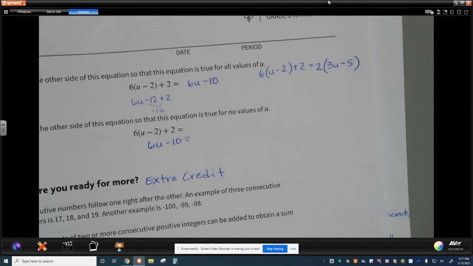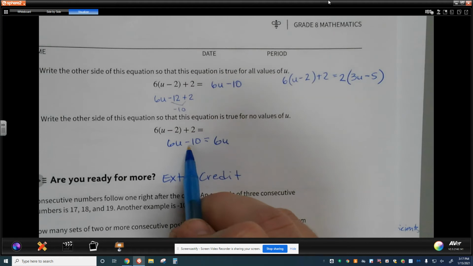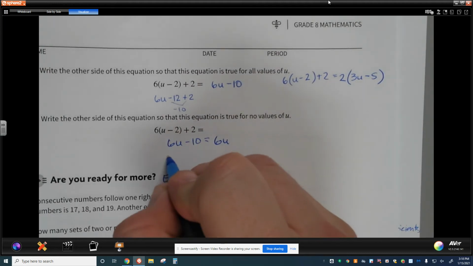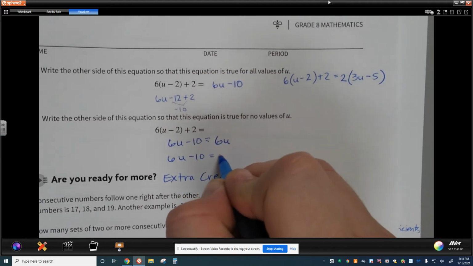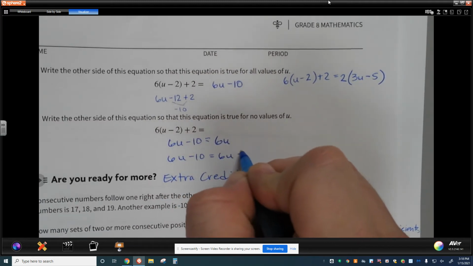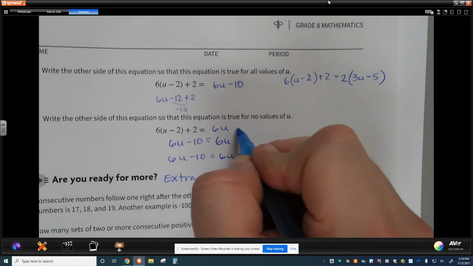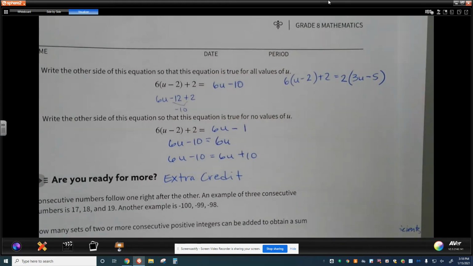So a couple of options that I could do, I could just do 6 times u. And that would work because the expression on the left would always be 10 less than the one on the right. I could do 6 times u minus 10 is equal to 6 times u plus 10, and that would be different. I could have 6 times u minus 1, and it would be different. And these are all values that would show that there's no solution possible here.